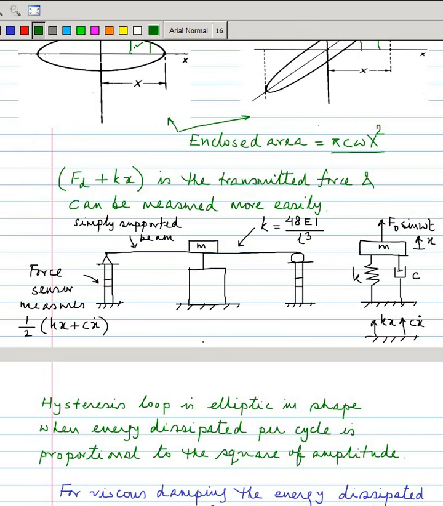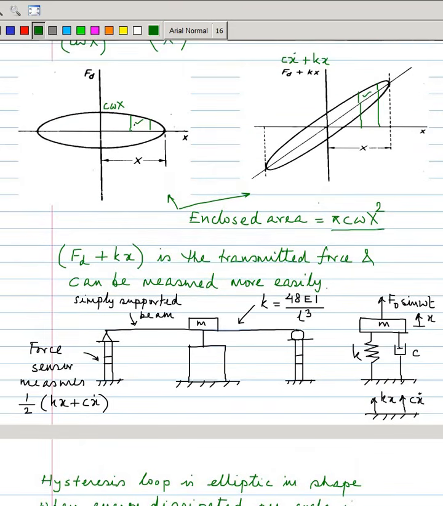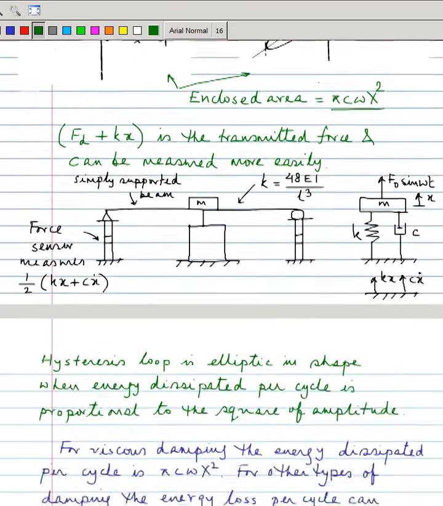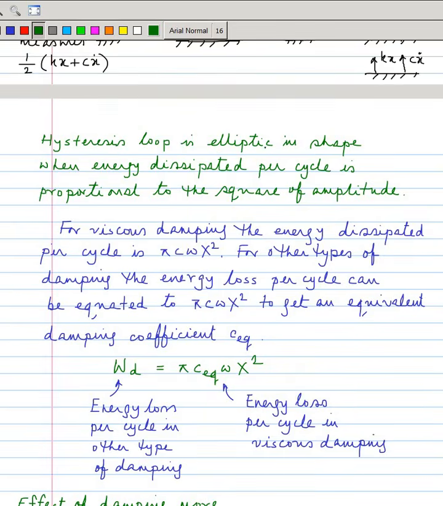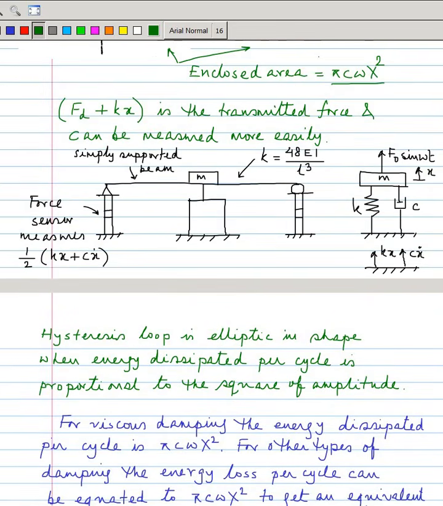That is why I told that the second graph is preferred, and it is easier to draw the second graph from experiment. So here you remember that the hysteresis loop is elliptic in shape when the energy dissipated per cycle is proportional to the square of amplitude, which is true for viscous damping.